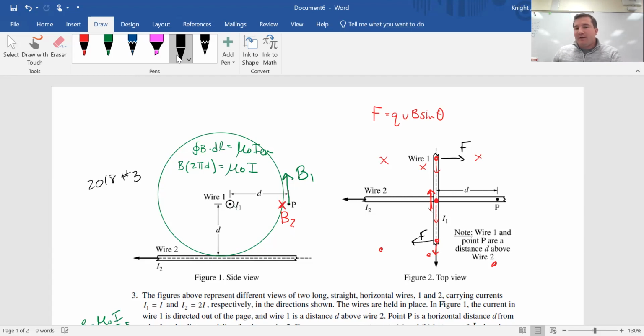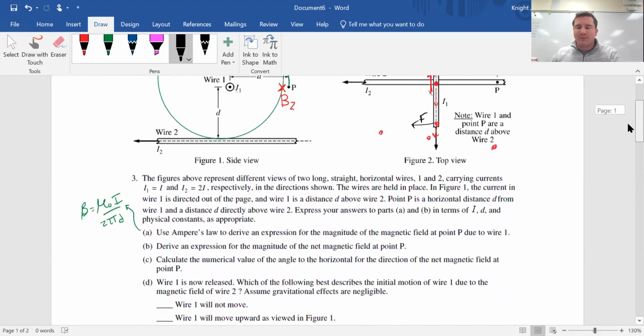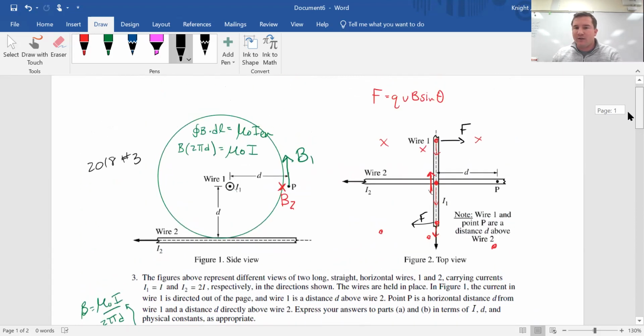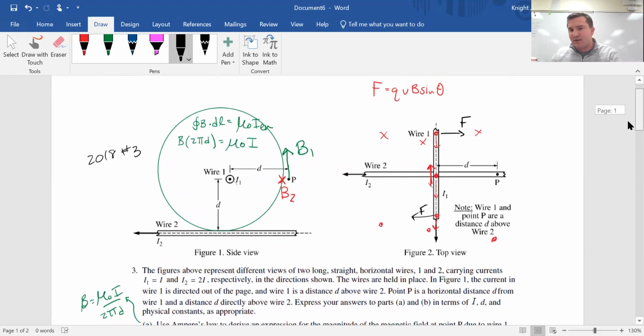had no force in the middle. We had force to the right on one side, force to the left on the other side. There's going to be no net force, right? Those forces are going to cancel, but those forces will cause rotation, right? Because they're in opposite directions at opposite ends of our wire.